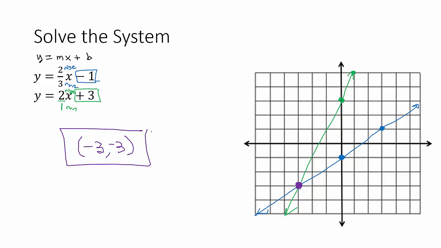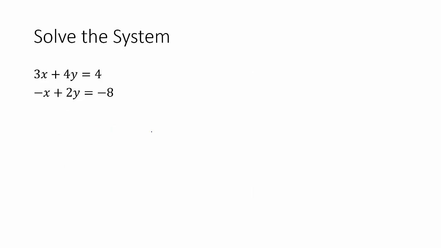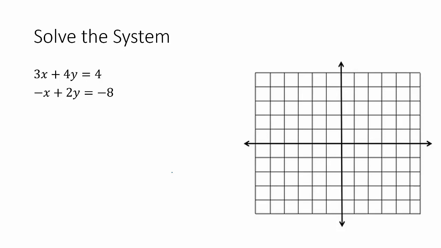Now this one was nice because they were both in y-intercept form. But our equations don't always come to us in y-intercept form. Sometimes we're going to have to do a little bit of work to get them there. So let's see. I'm going to move this first equation over. 3x plus 4y equals 4.